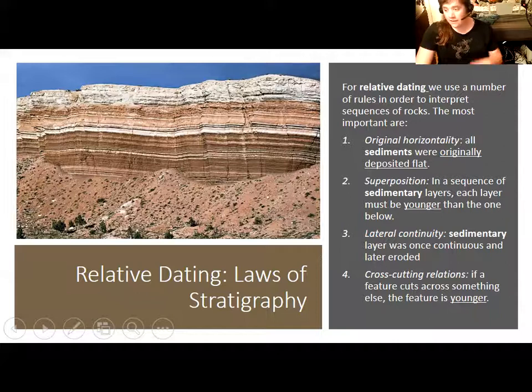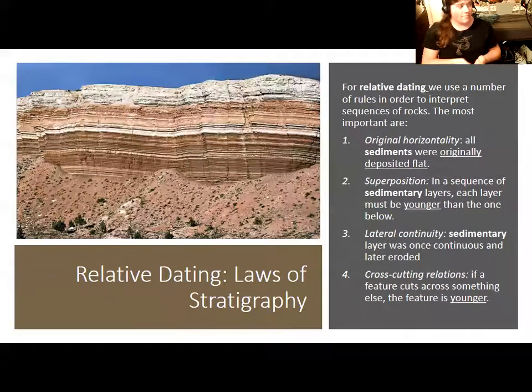The first is that we assume that sediment is going to be sand, mud, pebbles, gravel, even boulders, but they're carried by air or water, usually water, and they flow downhill and settle where it's flat. So we're going to assume that when these sediments were deposited, they had to stop somewhere where it was flat.